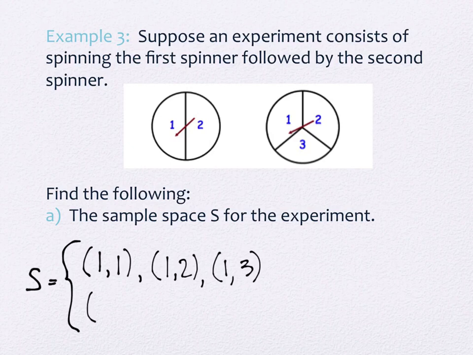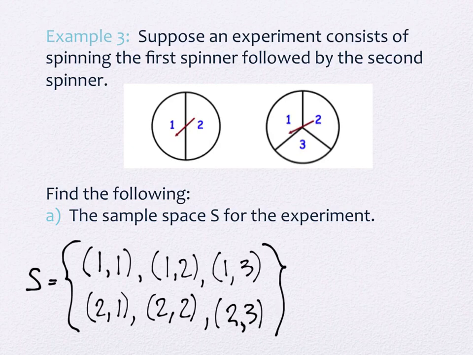All right, the next one. I maybe don't spin the spinner 1 and get a 1. I could spin a 2 on that one and then spinner 1 and spinner 2 would give me a 1. Or I could get a 2 and a 2. Or I could get a 2 and a 3. And all of these compiled together in the curly braces is my sample space.